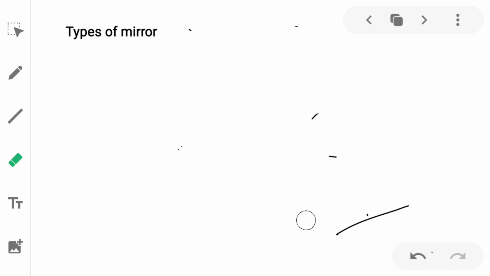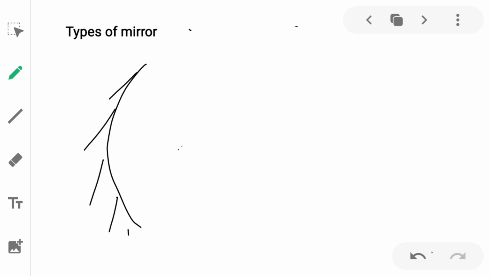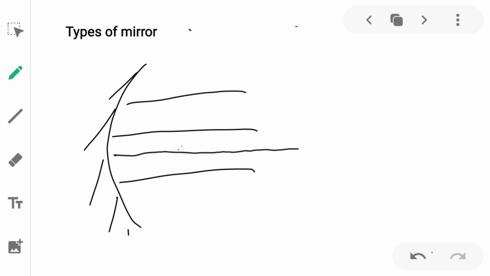Now, what is the difference between concave mirror and convex mirror? So here we can have the diagrams of concave and convex. So it is the concave mirror. So these are the paraxial rays, and this is our principal axis. Paraxial rays means the parallel rays to the principal axis. The rays which are parallel to the principal axis are called paraxial rays.